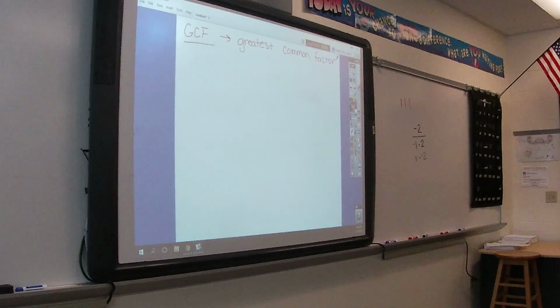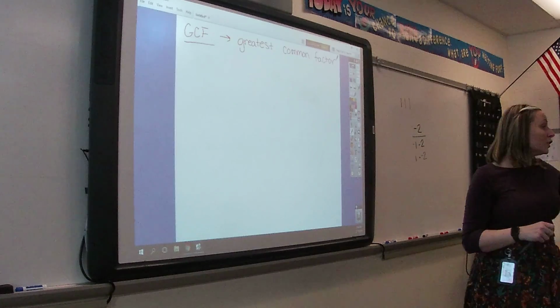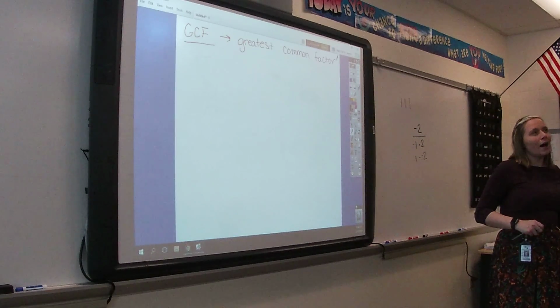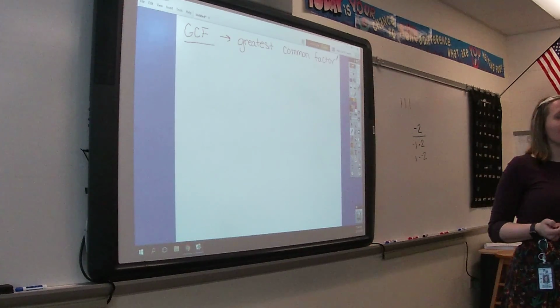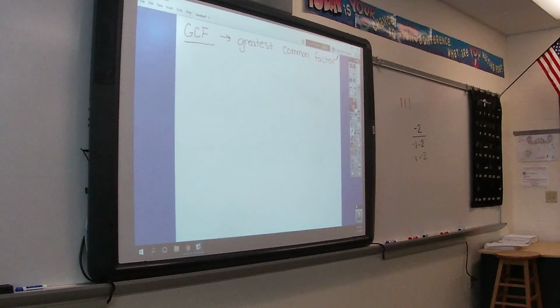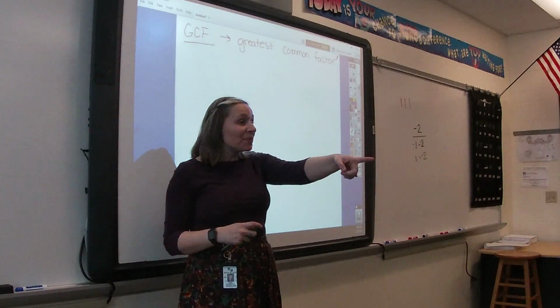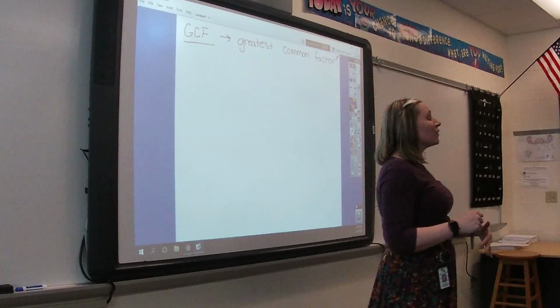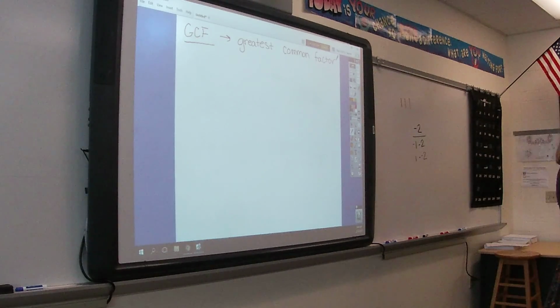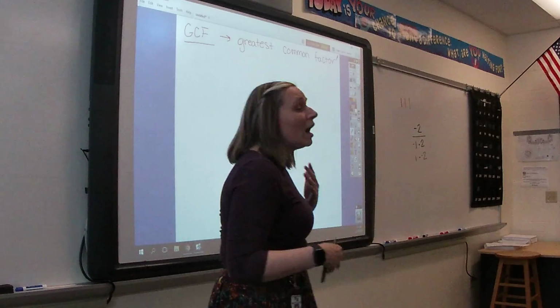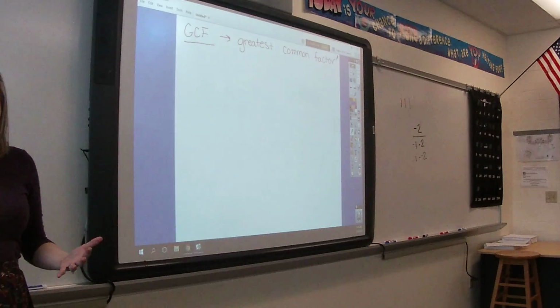What does the word greatest mean? Biggest. The largest. What does common mean? Shared, something that they share. What's a factor? Something that it's divisible by. So we are looking for the largest number that a set of numbers can be divided by evenly, without getting a fraction.